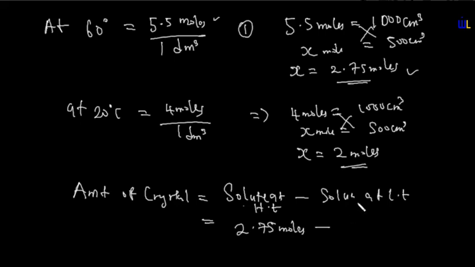The solutes in 500, because the question emphasized 500, that's why we changed it to 500 cm cube. So in 500 cm cube, what is the amount in mole at the lower temperature? 2 moles, which means the amount of crystal will be equals what? 0.75 moles.